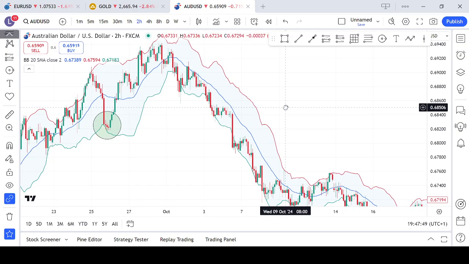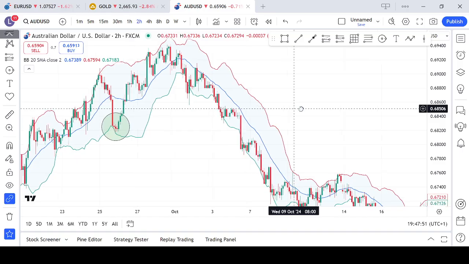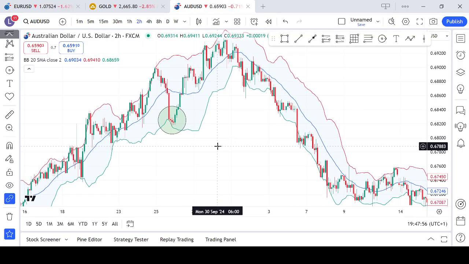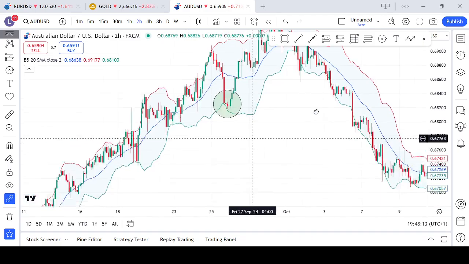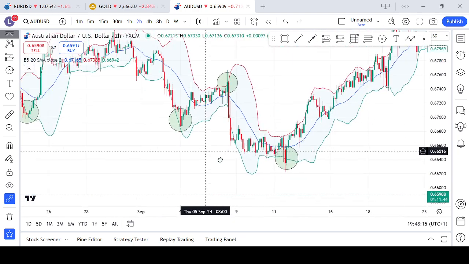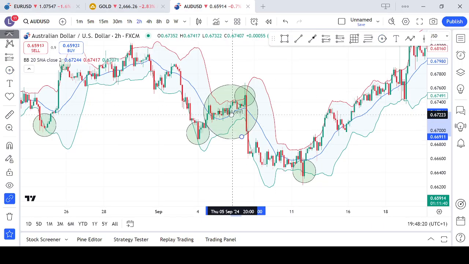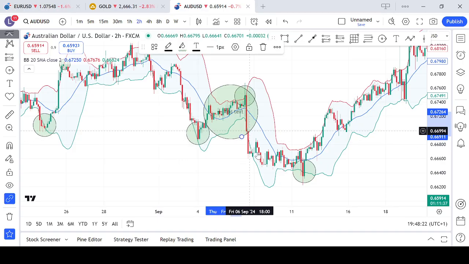And the second strategy is to look for periods of low volatility when the bands narrow, followed by a breakout in either direction. So the initial move outside these bands often indicates the direction of the trend. So let's just look for that. You can see the squeeze before this massive breakout to the bearish direction.